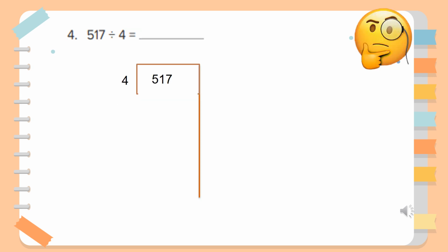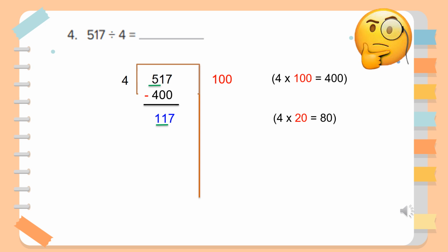The next one we have 517 divided by 4. Let's start from the hundreds place, 500. So we search 4 times what to be 500. We don't have, so we search about the nearest number. So we can say 4 times 100 equals 400. We take 100 out and then we take 400 to make minus. So equals 117.